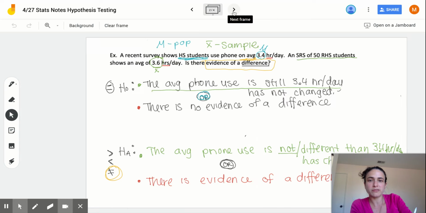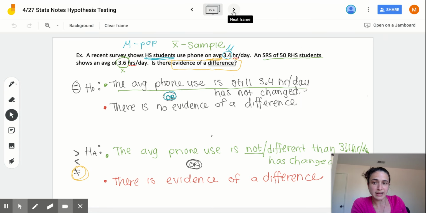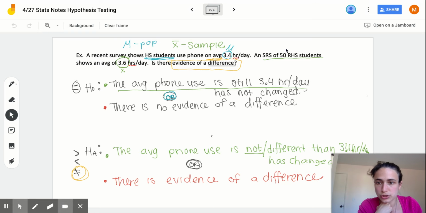So we're going over here to this example, which we did last time. The hypotheses are already written because we did the example before. It says, a recent survey shows high school students use their phone, whatever, on average 3.4 hours a day. An SRS of 50 RHS students shows an average of 3.6 hours per day. Is there evidence of a difference?